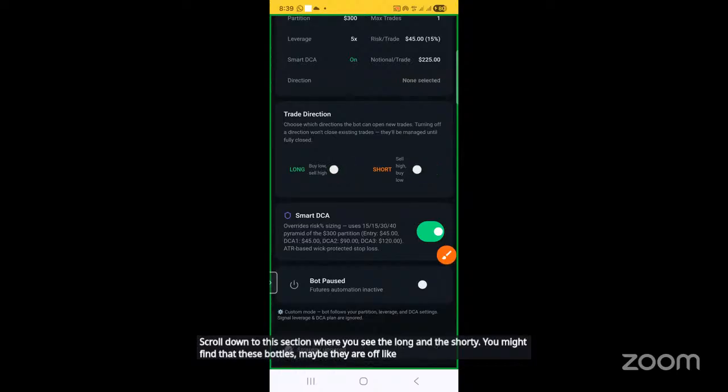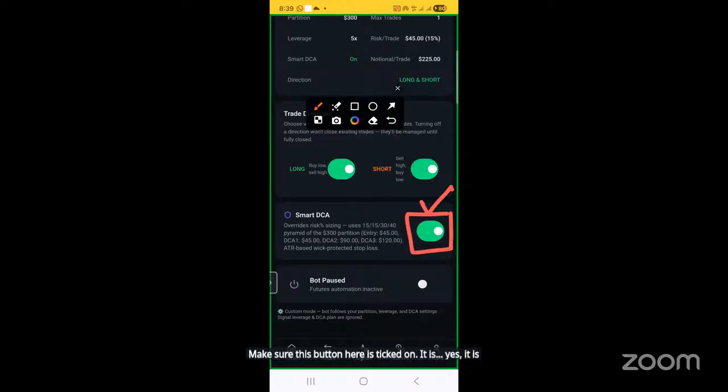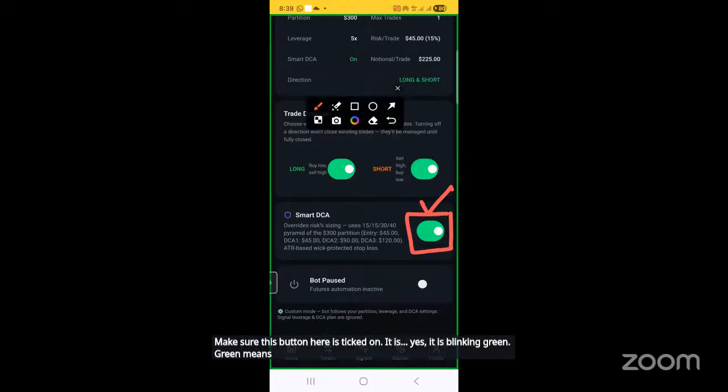Okay, if they are off, turn them on. Okay, they are on. Come down here and make sure this button is ticked on. It is, yes, it is blinking green. Green means it is on. Black means it is off.